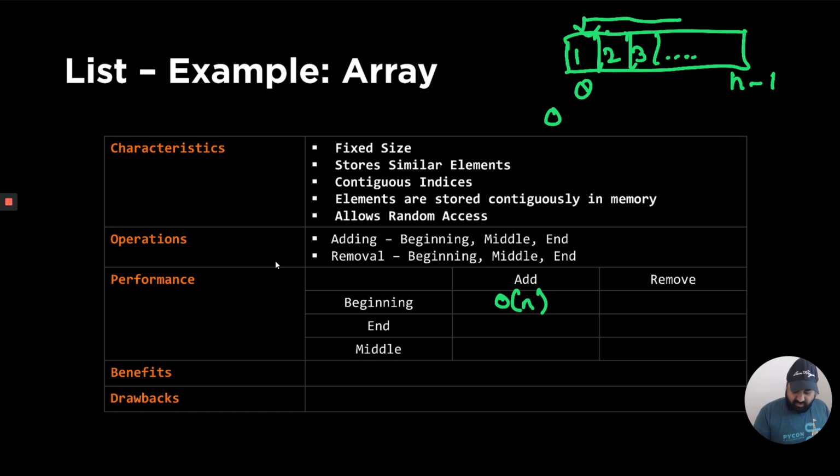What about removing elements from the beginning? Again, if we try to remove this 1, we have to shift all the numbers on the right side one towards the left. So the removal will again be O of n.